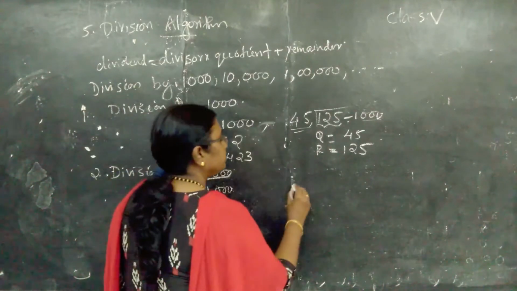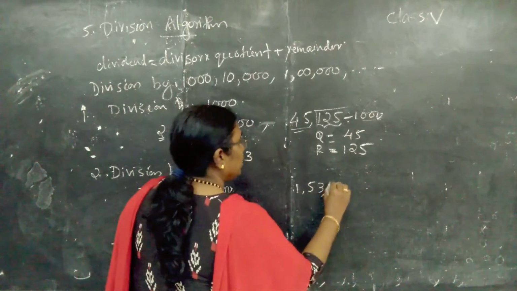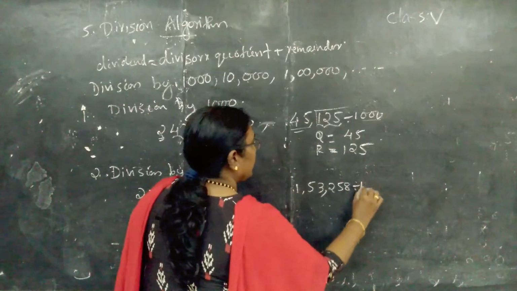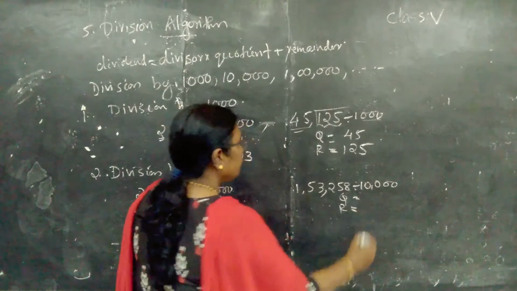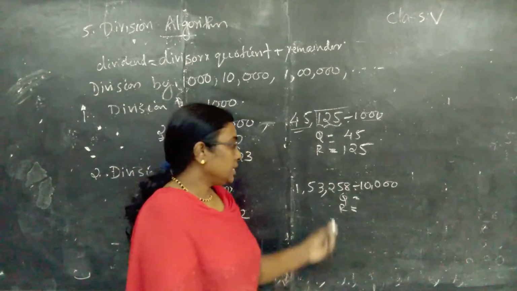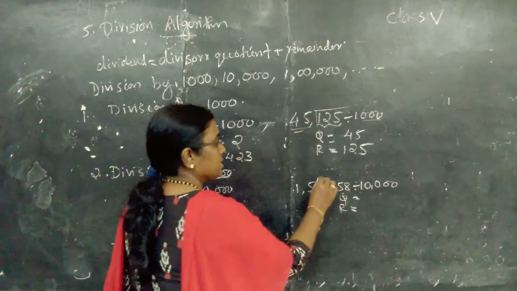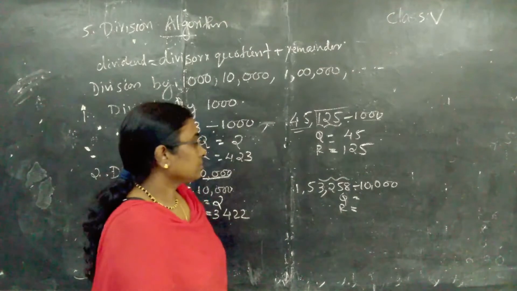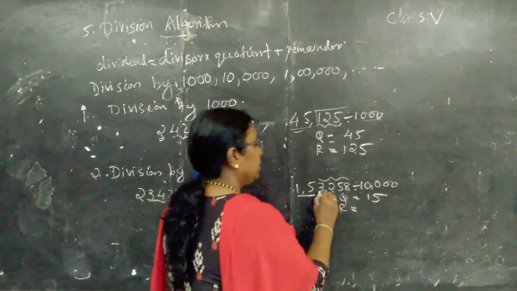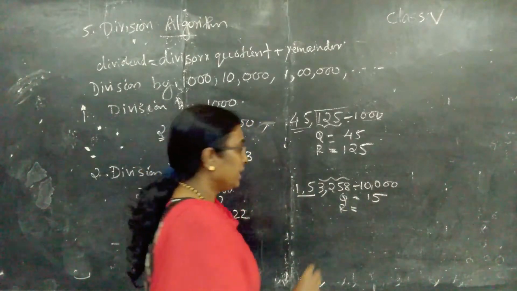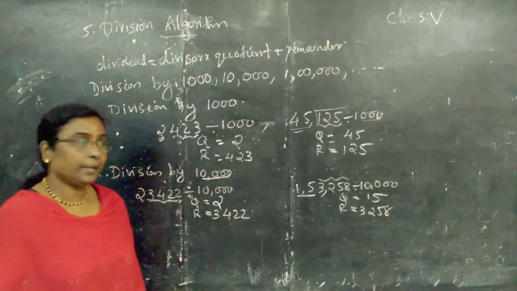Okay. Another example. 1,53,258 divided by 10,000. Here, what is the quotient and remainder? This number is divided by 10,000. So, remove the last 4 digits. Quotient is 15. These 4 digits form the remainder. 3,258 is the remainder.